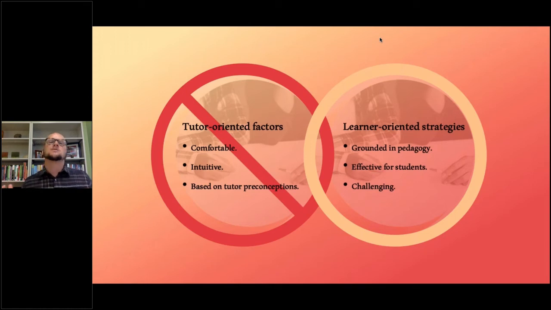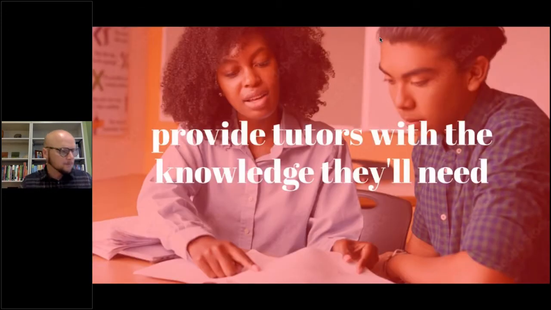Tutor training is where this happens. Okay, the difference between tutor-oriented sessions that are grounded in what's comfortable to tutors and learner-oriented sessions that are grounded in what learners need is tutor training, and that's what has to happen in tutor trainings. How do we get there? Okay, I'm going to start with the most obvious one, and I think generally these are organized from most obvious to least obvious, most intuitive to least intuitive.